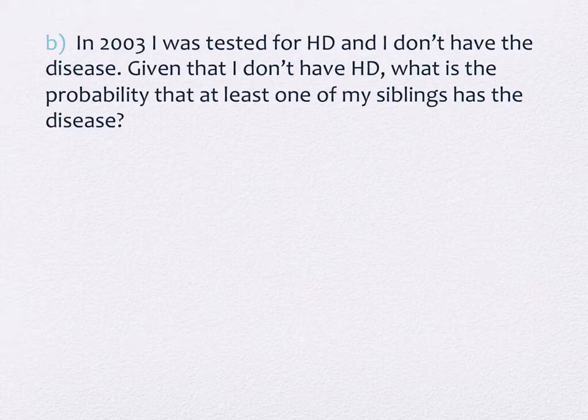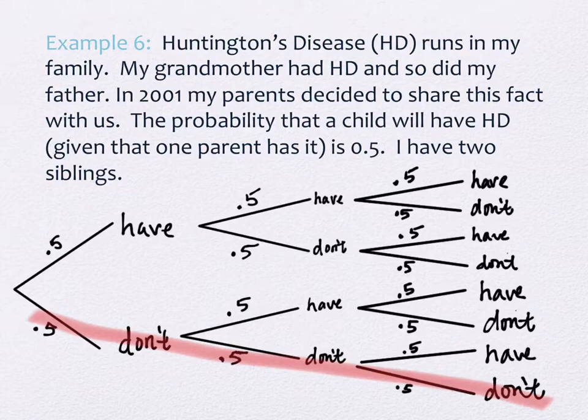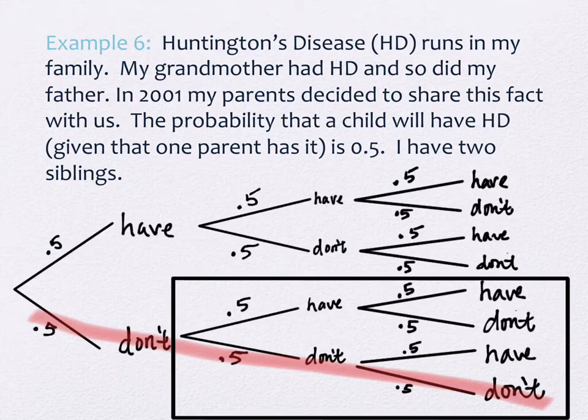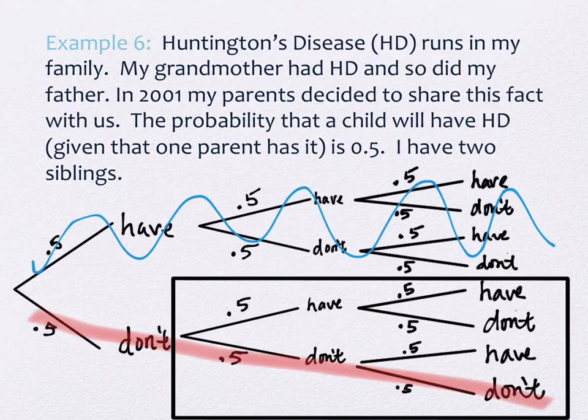So one more question about this problem. Like I said, in 2003, I was tested for Huntington's disease, and I don't have it. Given that I don't have the disease, what is the probability that at least one of my siblings does? If you take a look back over here on this tree diagram, the part of the tree diagram this is referencing is just this part down here. We can ignore all of this because it didn't happen. None of that applies in the problem any longer. So we're just looking at the part inside the box.